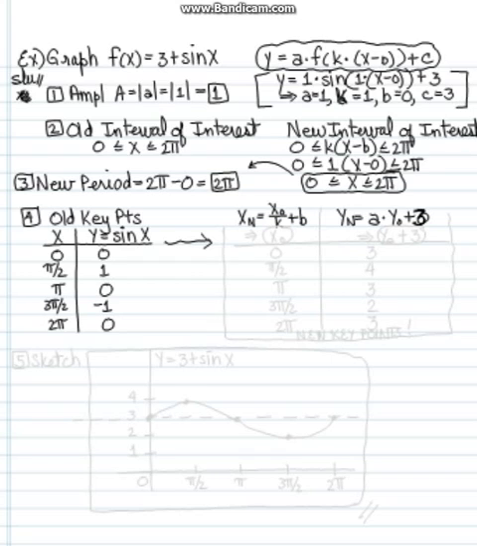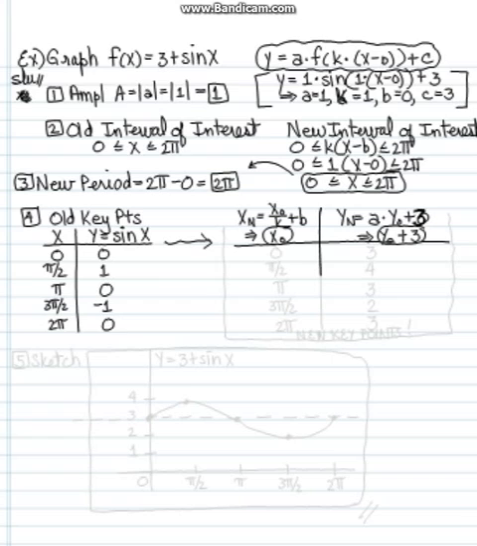Well, let's look at the y values. The new y values equal a times the old y values plus the c value. So for the x values, nothing changes. The x values are the same as the old ones. For the new y values, you just multiply the old y values by a, which is 1, and then add 3. Now we're going to get the x old and the y old from the old key points, and run them through this procedure.